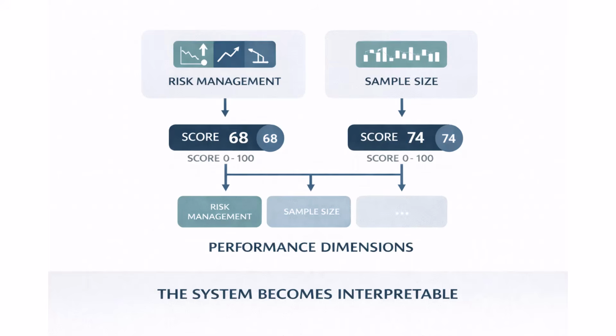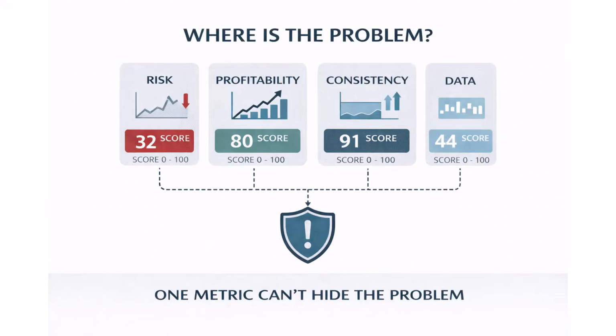First, it makes the system interpretable. If a strategy scores poorly overall, you can immediately see where the problem is. Is it risk or profitability or consistency, or it might be insufficient data. And second, it prevents one metric from hijacking the entire results. A strategy with great profitability but terrible risk management cannot hide behind one impressive number. Each dimension has to stand on its own.